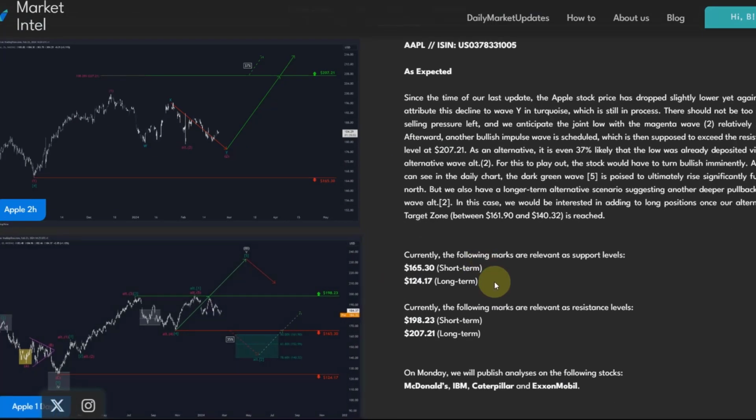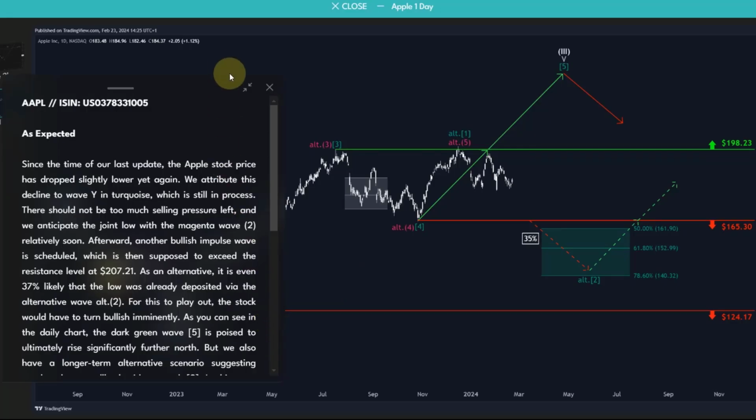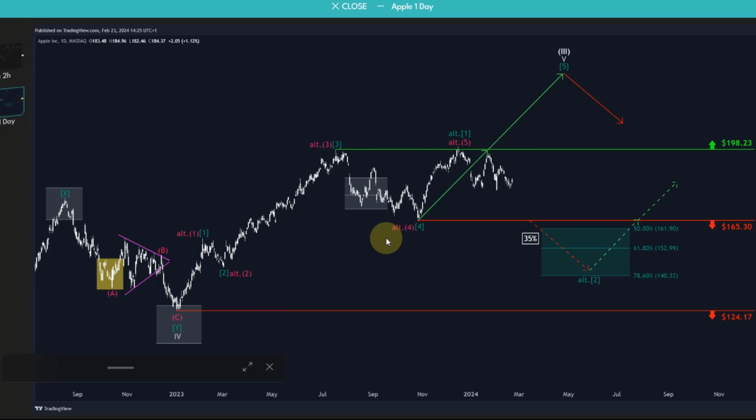Today I'd like to talk about one of our stocks that we cover, and more specifically, we'd like to talk about Apple. So let's take a look at the daily chart. You, by the way, get access to all these updates if you register for free. We want to start in the daily time frame because it gives you a better context.